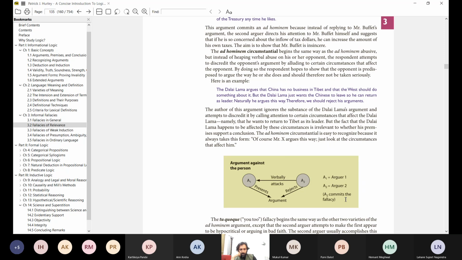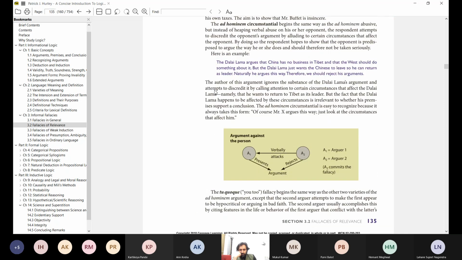So now, let's switch to somebody else to read from Hemant. Any other volunteer? Okay. So why don't you read the Dalai Lama case? This one.